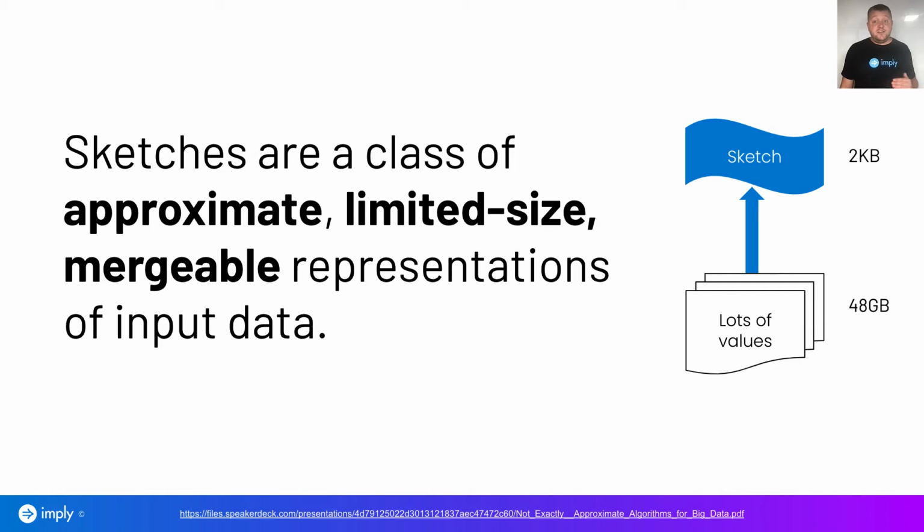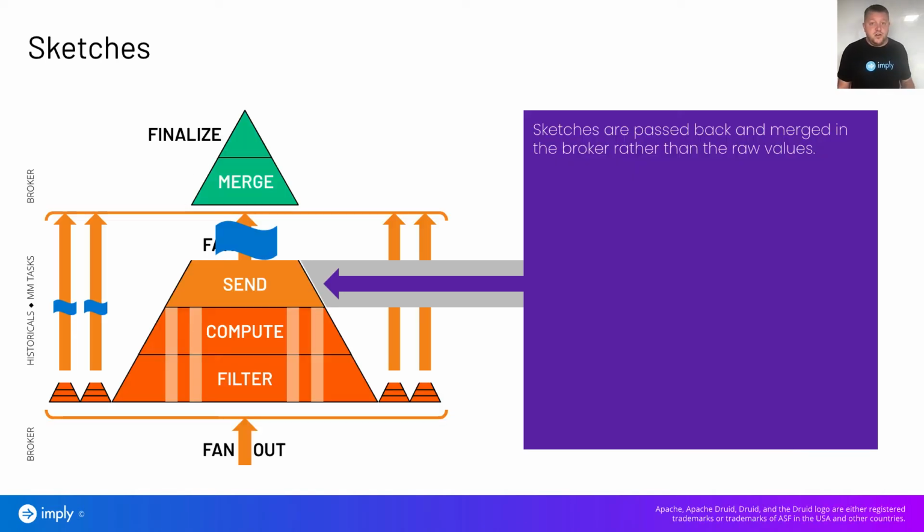They're of a limited size and, interestingly, no matter the size of the incoming data. That 10 to the 9 set of values that the Druid team was trying to analyse could be represented as just 2 kilobytes by using a sketch. And finally, they are mergeable. That means sketches can be passed around and then merged instead of millions of individual values.